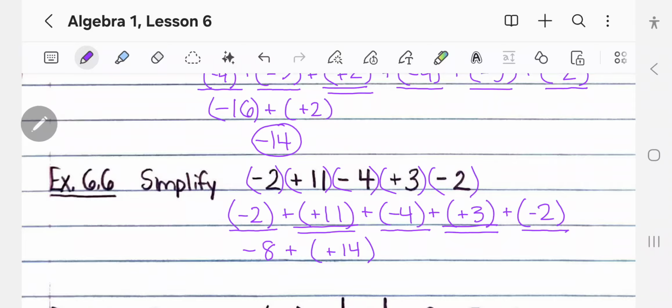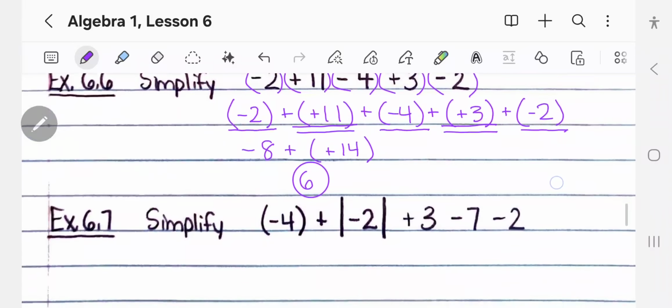Then these have different signs. I have a negative adding to a positive. So I'm going to subtract their absolute values. 14 minus 8 would give me 6. 14's absolute value is 14, and it's positive. The original number was, so I'm going to keep a positive. I went further to the right. The answer is positive 6.